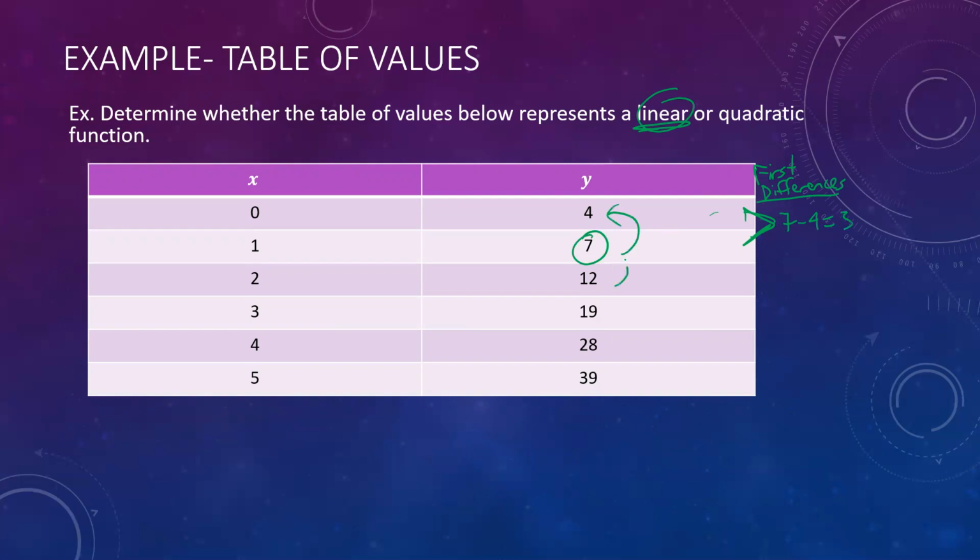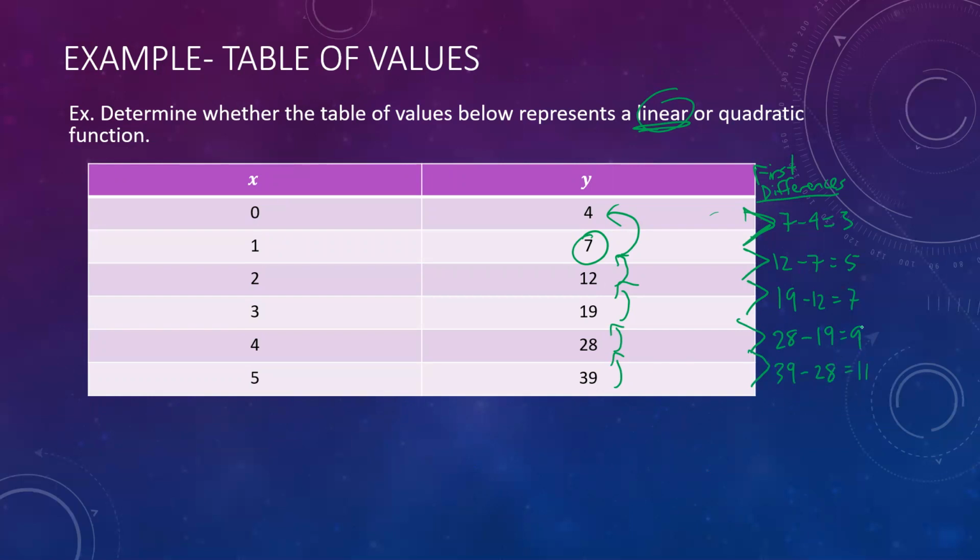Then we do 12 minus 7. So 12 minus 7 is going to give us 5. And then we do 19 minus 12. 19 minus 12 is 7. And then we do 28 minus 19. 28 minus 19 is 9. And finally, we do 39 minus 28, which we know gives us a total of 11.